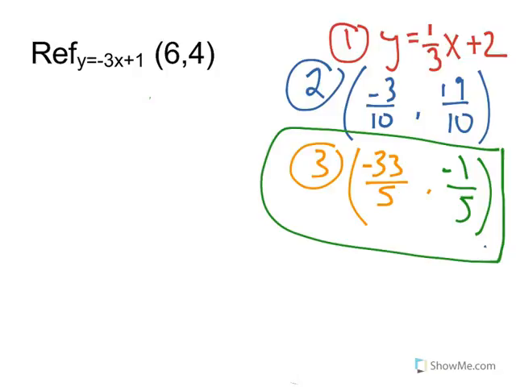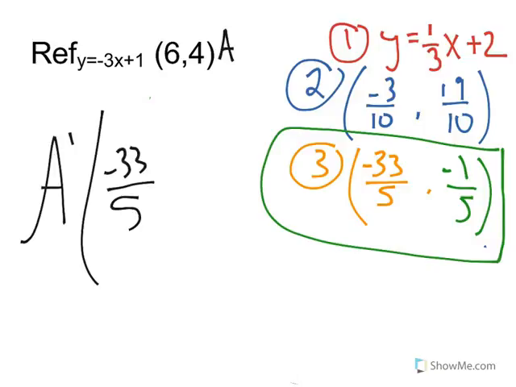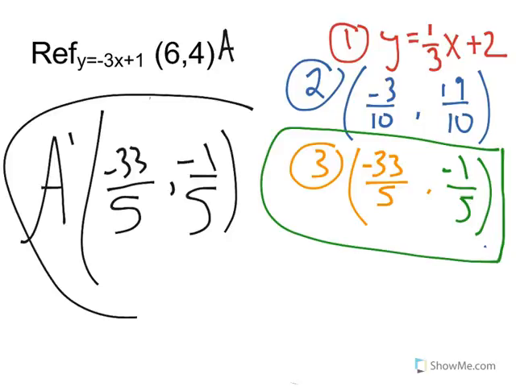So when you take the point 6, 4 and you reflect across the line y equals negative 3x plus 1, if you call this your original point A, our final point A prime is at negative 33 over 5, comma negative 1 over 5.